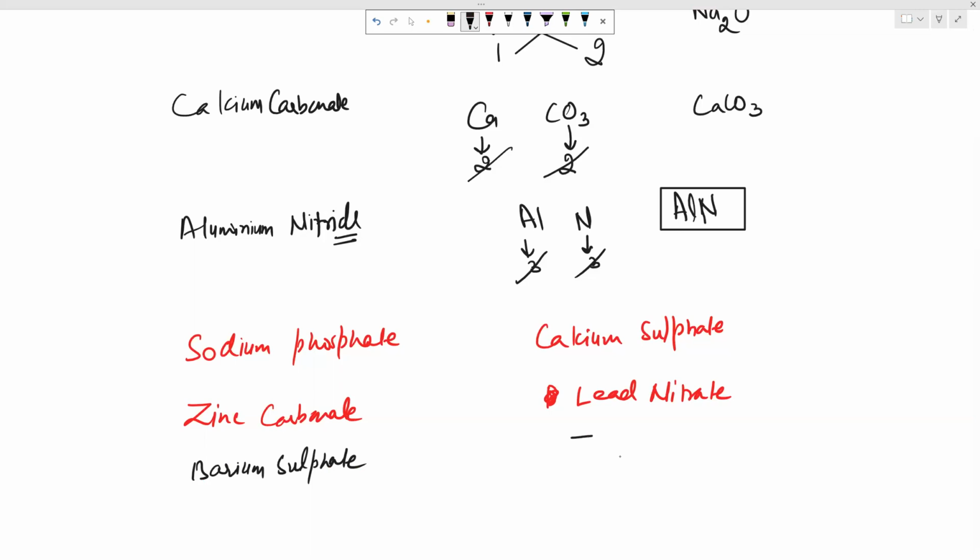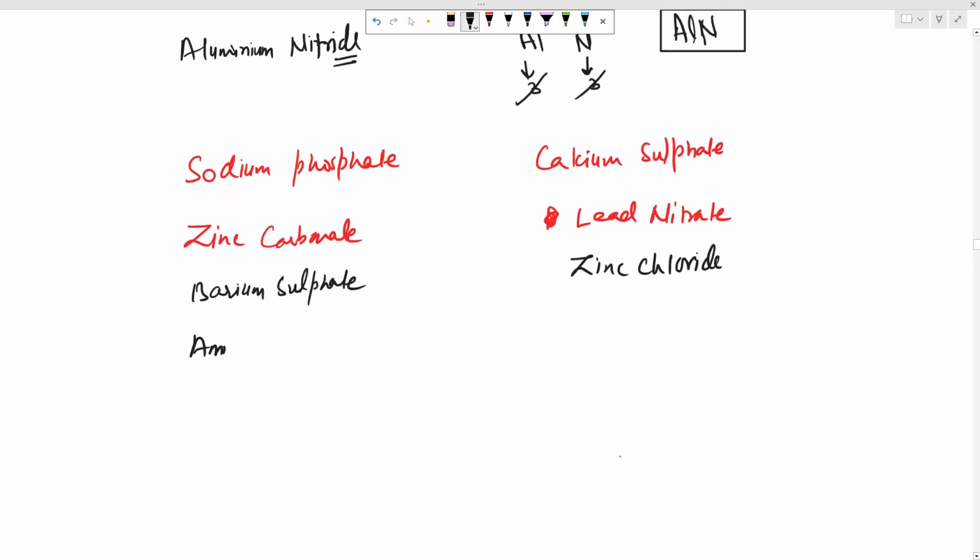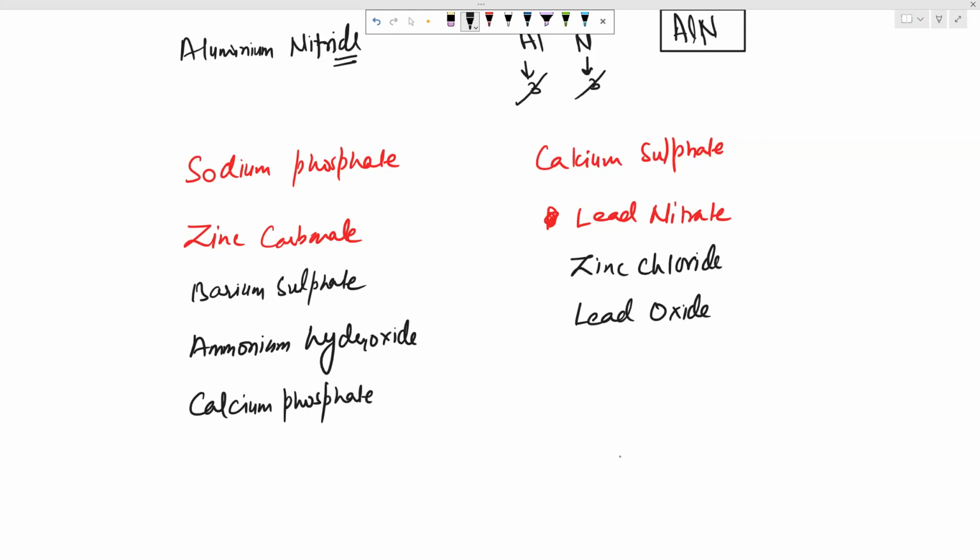Zinc chloride, ammonium hydroxide, lead phosphate, lead oxide, calcium phosphate, sodium phosphate, sodium hydroxide, calcium carbonate.